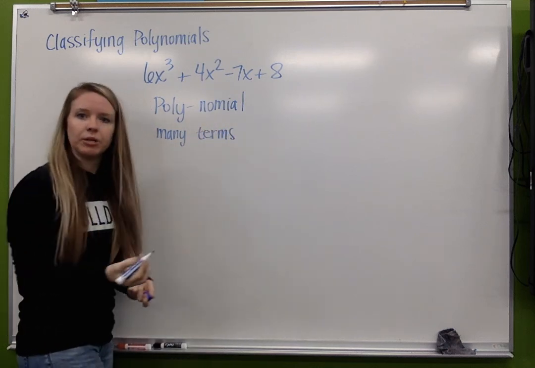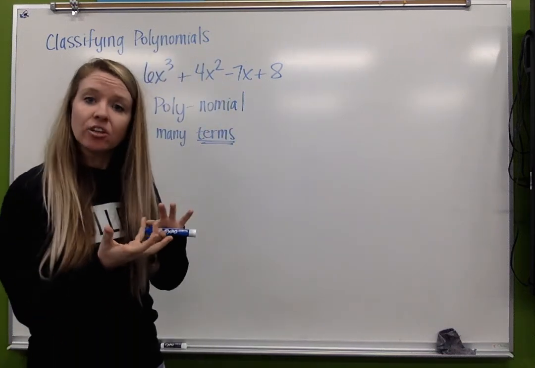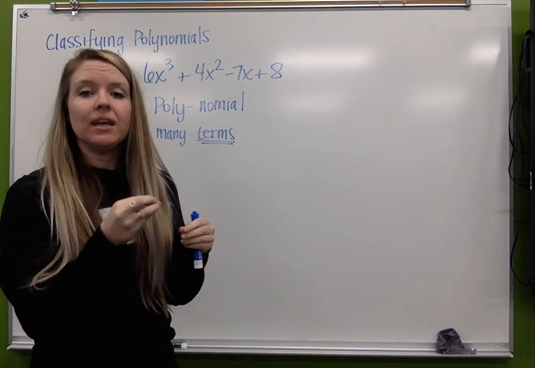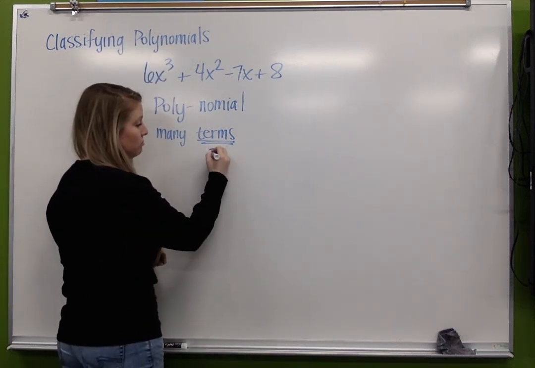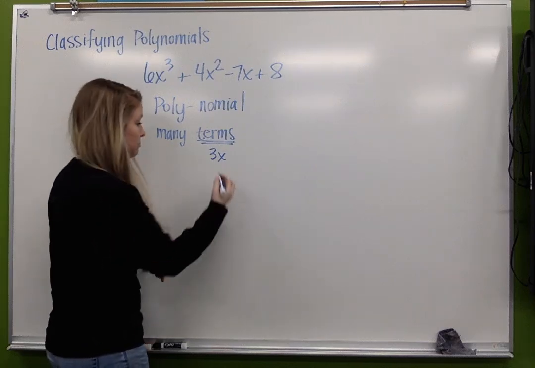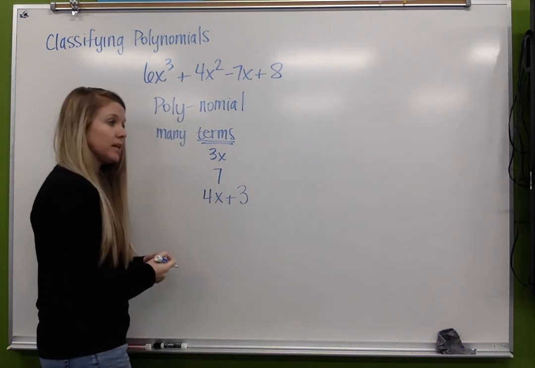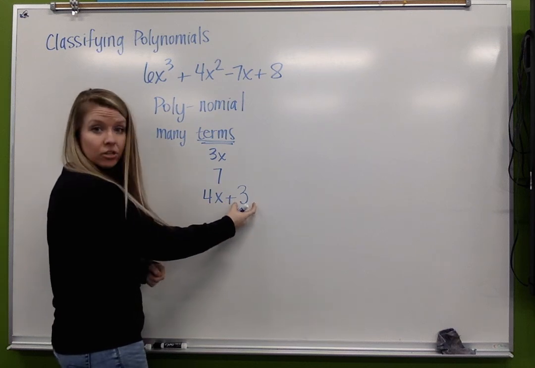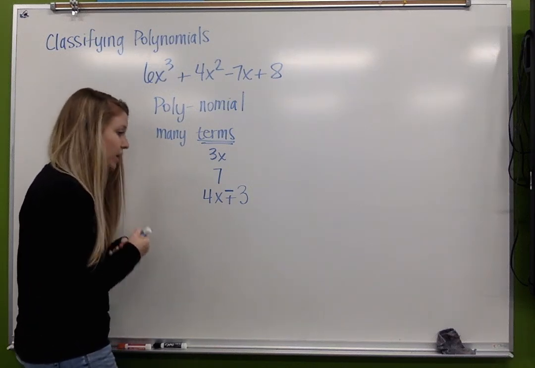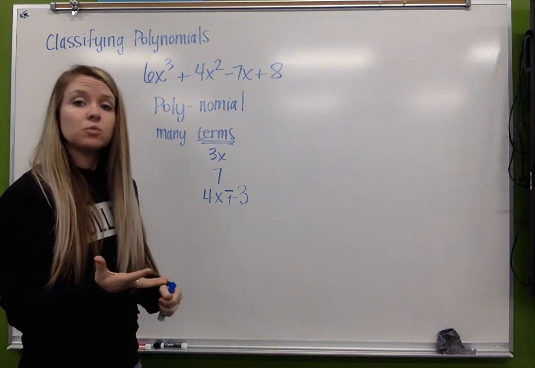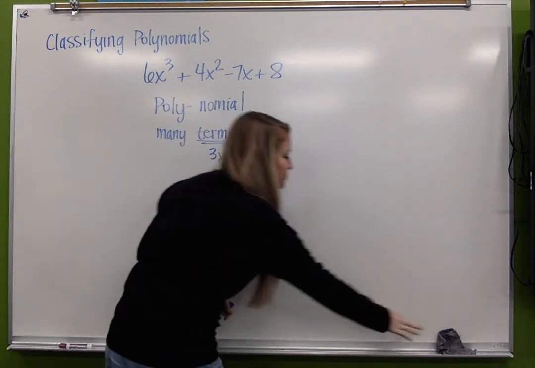All right, well, that brings up my next question. What is a term? A term is any value, a number, a variable that is added to another one. So an example of a term could be 3x. That's a term. 7. 4x plus 3: this is one term, and this is a second term, connected by a plus sign or a minus sign. What we're going to first look at is how we classify a polynomial based on how many terms it has.